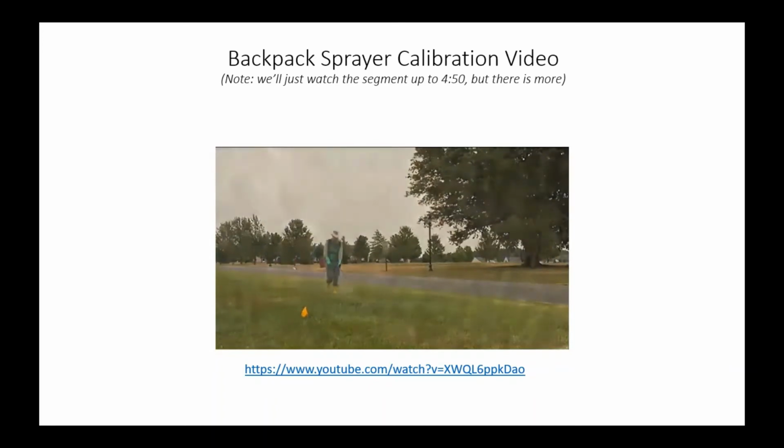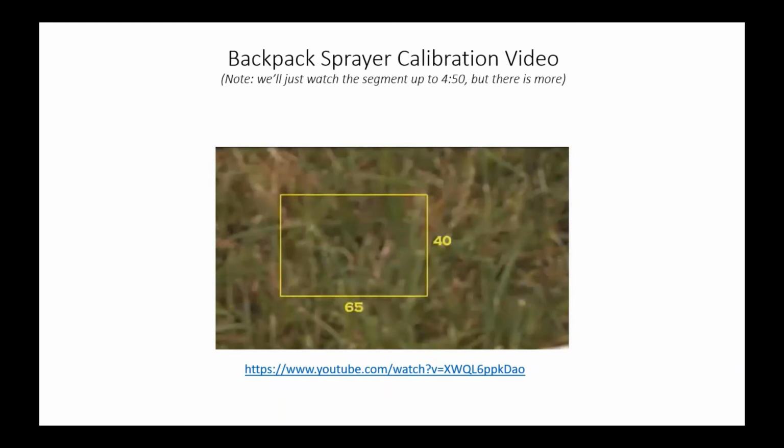Let's try an example. Your lawn is 40 feet by 65 feet, or a total of 2,600 square feet. The label application rate is for 2 ounces of product for every 1,000 square feet. Your test plot time for 1,000 square feet is 80 seconds. And the amount of water collected in your 80-second test is 57 ounces. Therefore, your calibrated sprayer output is 57 ounces per 1,000 square feet.